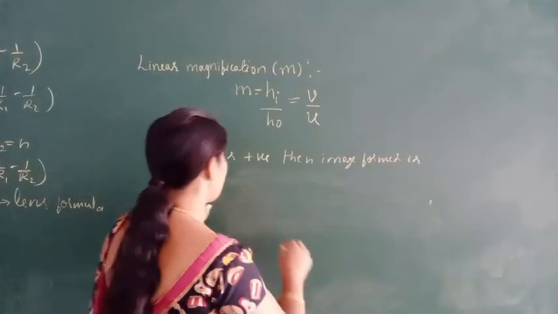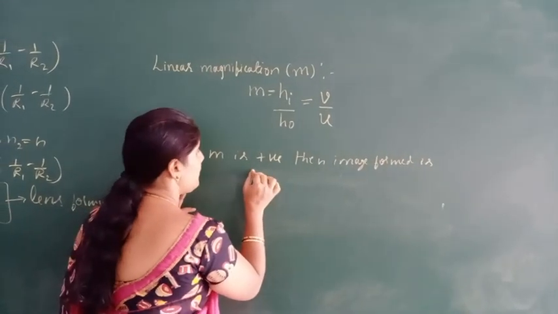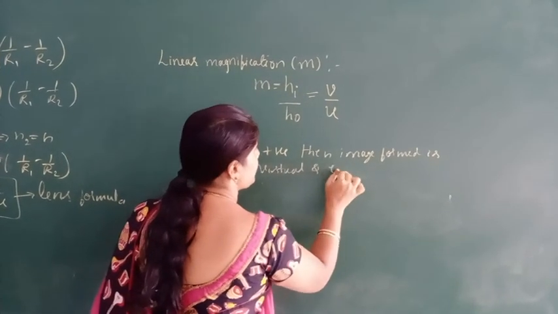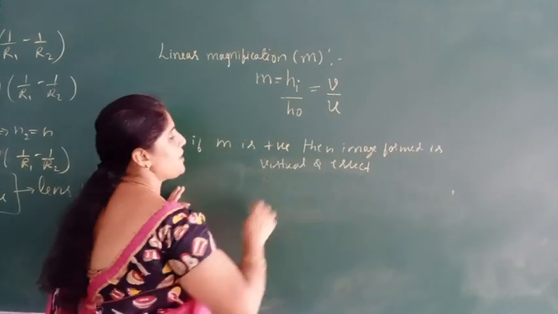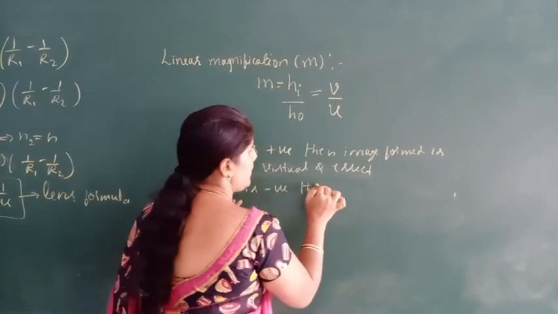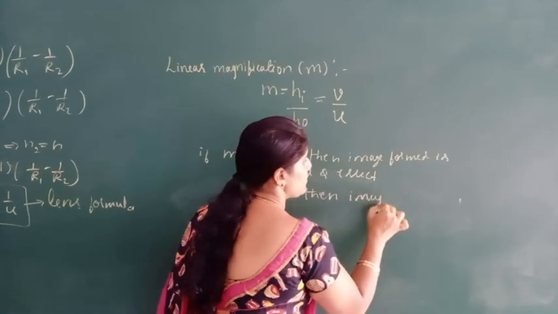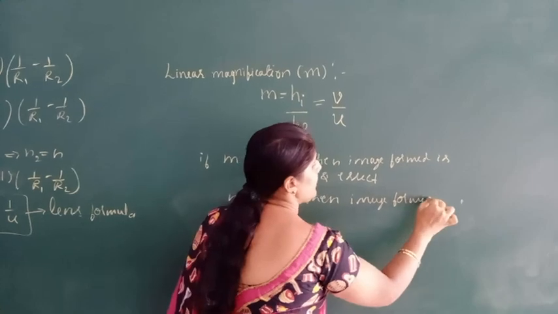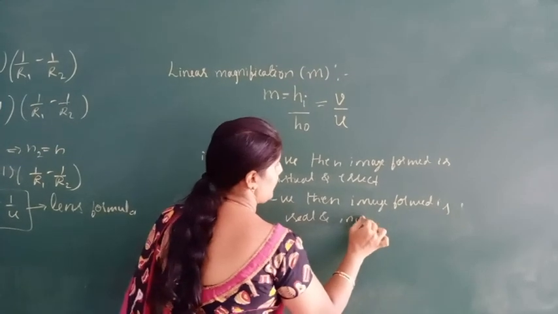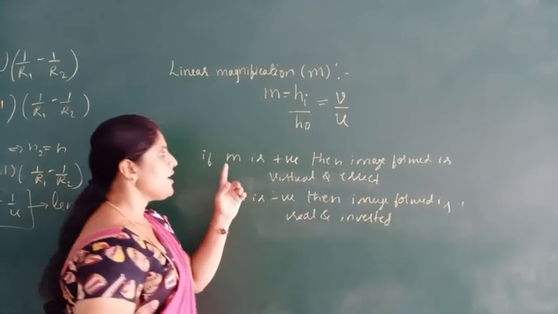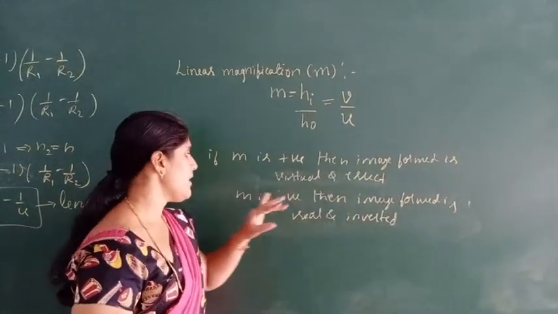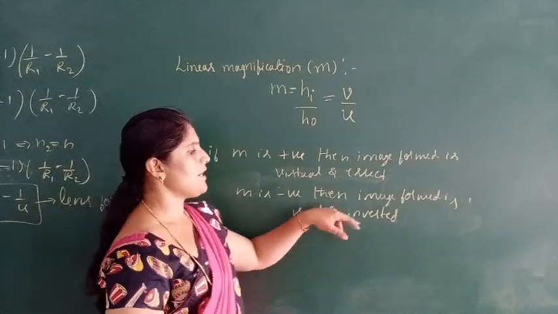If M is positive, then the image formed is virtual and erect. If M is negative, then the image formed by the lens is real and inverted. Shall I repeat again? If M is positive, then the image formed is virtual and erect. If M is negative, then the image formed is real and inverted.